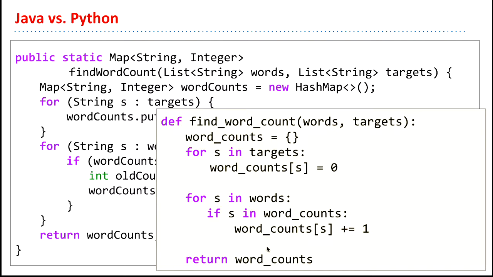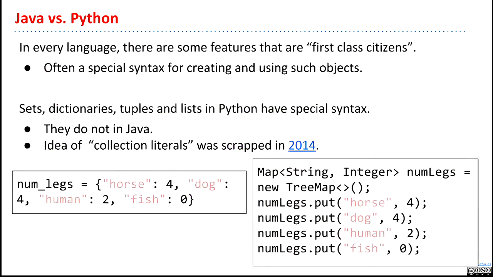So the Python version is clearly more concise. I want to do a little compare and contrast between Java and Python here. In every language, there are always going to be some features that are first-class citizens, things considered integral to the language, things that are supposed to really shape the way you think about how to solve problems in that language. And when it comes to data structures, the ones that are first class often have a special syntax for creating and using those types of objects.